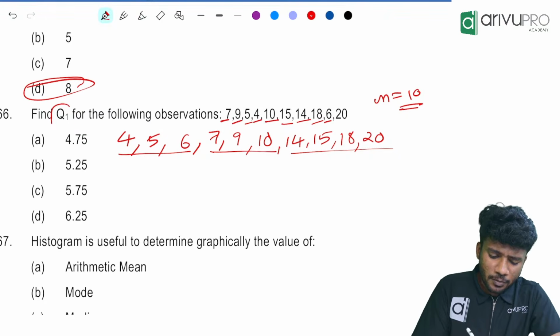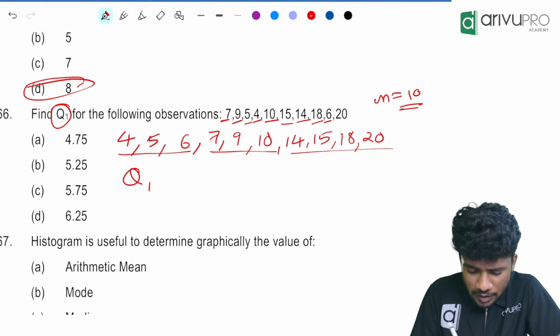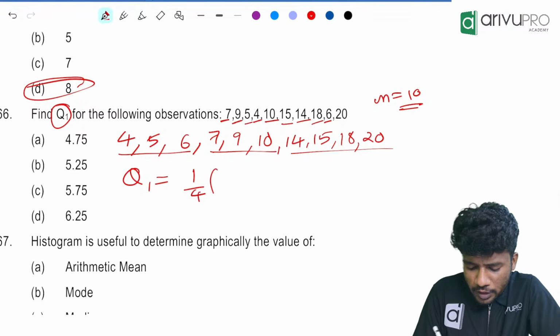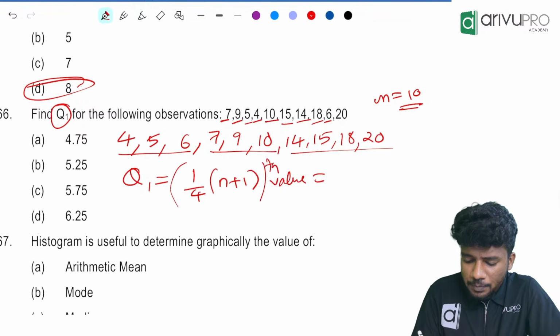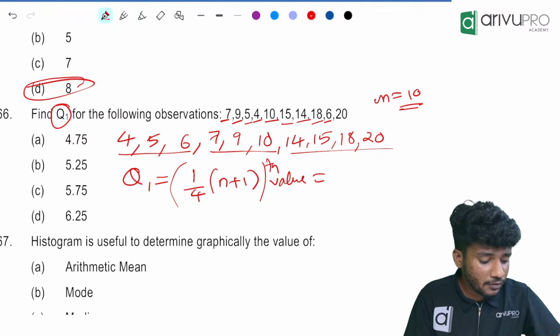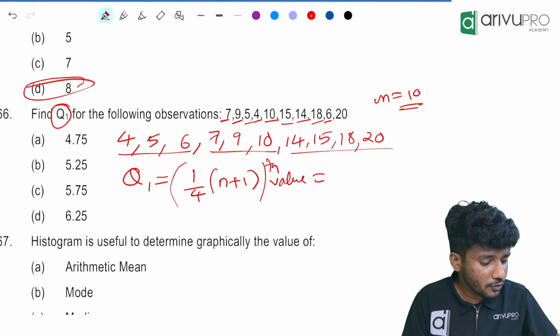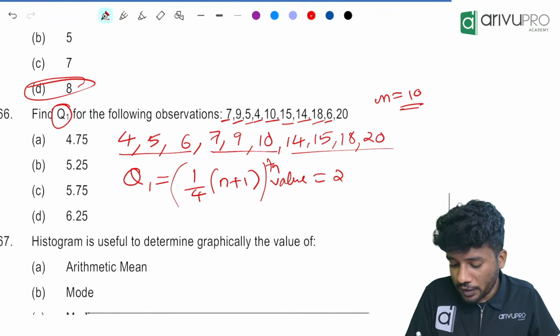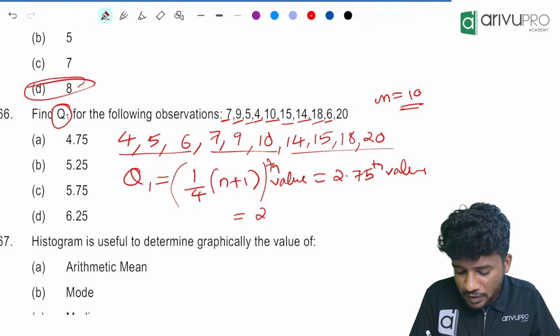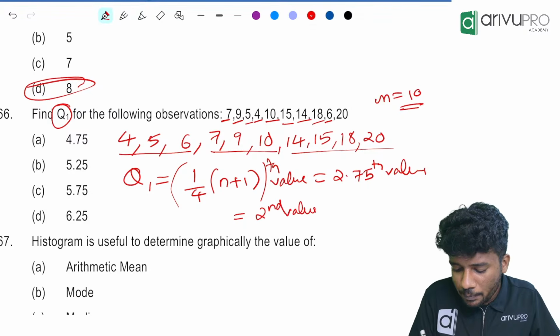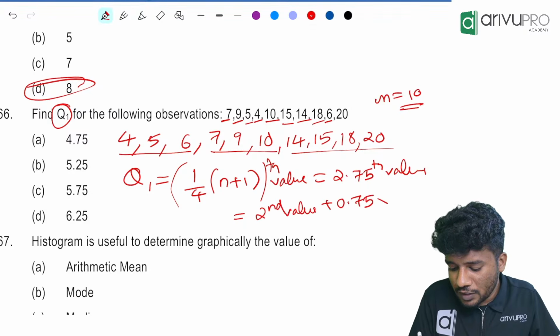Now people, what is the formula for finding Q1? Q1 is nothing but 1 by 4 into n plus 1 the value. Now people, n plus 1, 10 plus 1 is how much? 11. 11 by 4 is how much? 11 divided by 4 is equal to 2.75. The 2.75th value, which is nothing but second value plus 0.75 into gap.